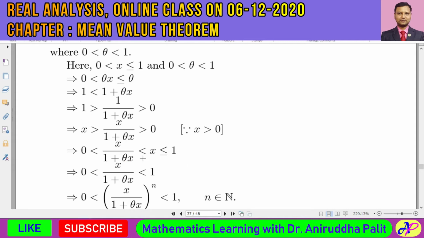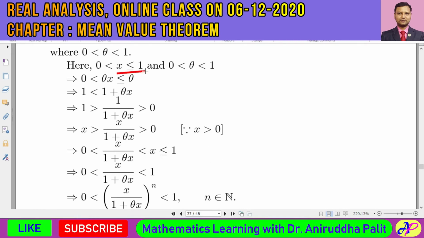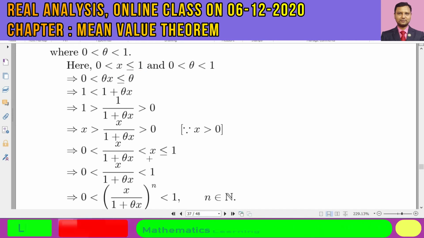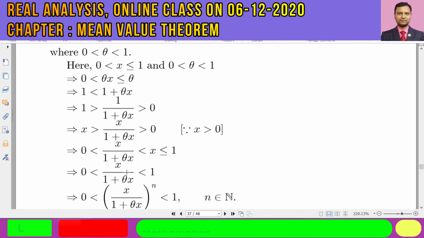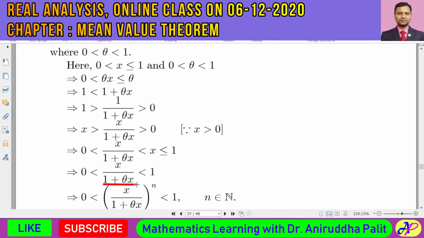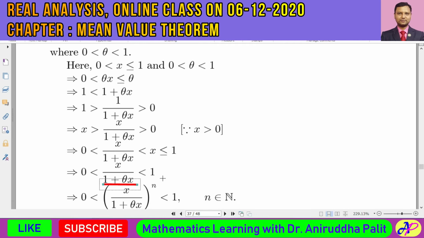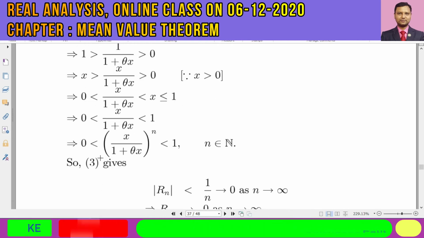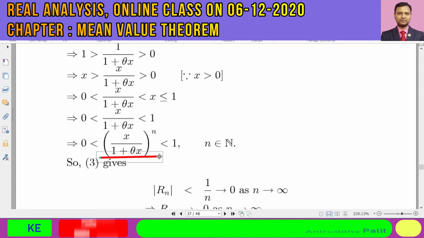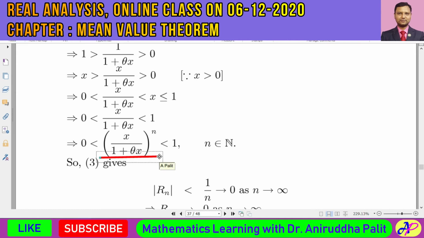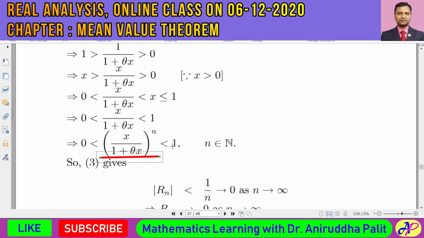So left hand side is equal to x, and we already have the result that x is less than or equal to 1. So we can say that x is less than or equal to 1. So what we have is the result that x by 1 plus theta x is a positive quantity and strictly less than 1, and therefore this whole to the power of n is also a positive quantity and strictly less than 1, and of course this quantity would ultimately tend to 0 as n tends to infinity.